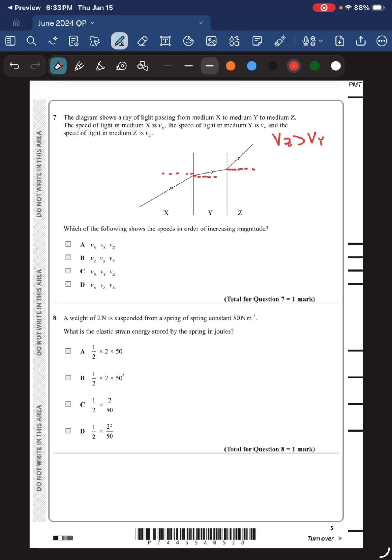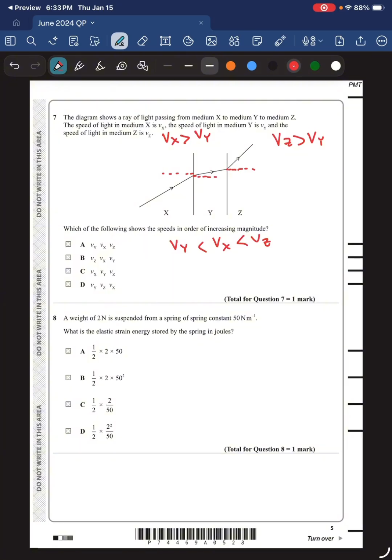So we have the ray bending towards the normal compared to what it was in region X. Therefore, Vx is larger than Vy, okay. And now to compare Vx and Vy, we see that in region Z, the ray of light bends more, right? So the speed is the largest in region Z, right? So Vy is the smallest velocity, okay? And then we have Vx and Vz, okay?